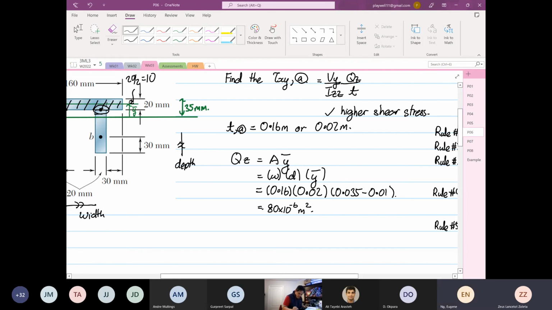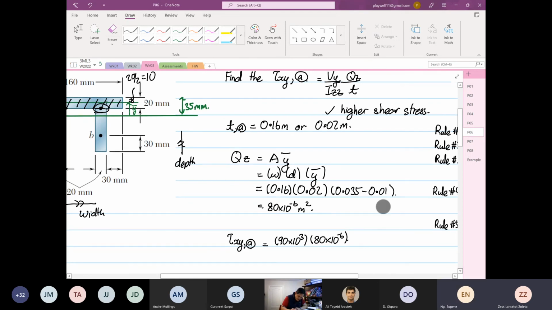That's meters cubed. Let me do it again. 0.035 minus 0.01, times 0.02 times 0.16, is 80 times 10 to the power minus 6. So now we have everything. The shear stress tau xy at point A is equal to, our Vy is 90 times 10 to the power 3, and our Qz is 80 times 10 to the power minus 6.